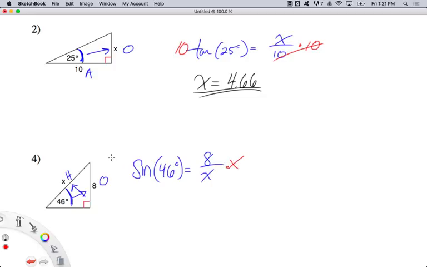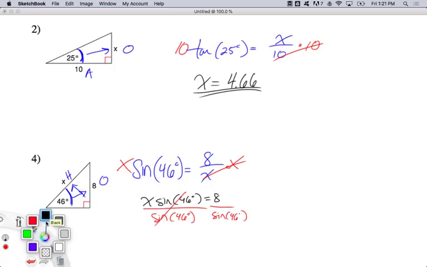You multiply both sides by x. You get x times sine of 46 equals 8. Divide by sine of 46. And you end up with exactly that. X equals 8 over sine of 46, or 11.1.